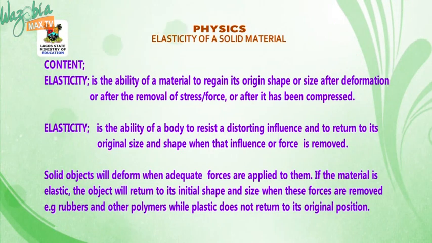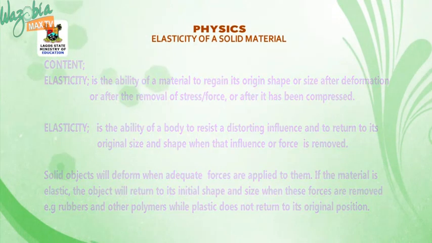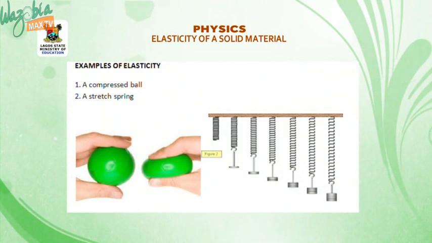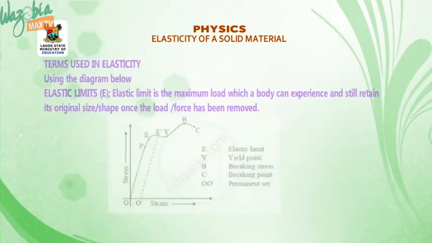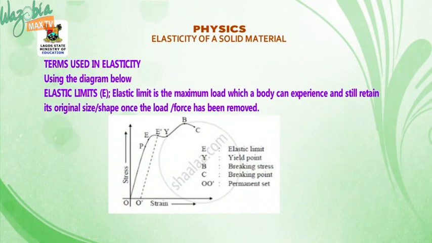Solid objects will deform when adequate forces are applied on them. If the material is elastic, the object will return to its original shape and size when these forces are removed, e.g. rubber and other polymers, while plastic does not return to its original position. Examples of elasticity: 1. A compressed ball. 2. A stretched string. Let's also look at terms used in elasticity.